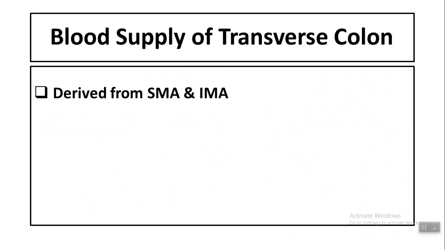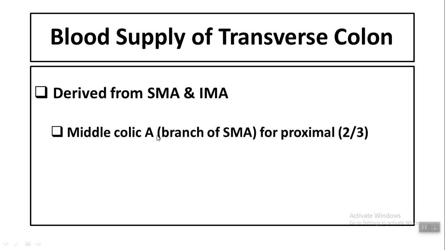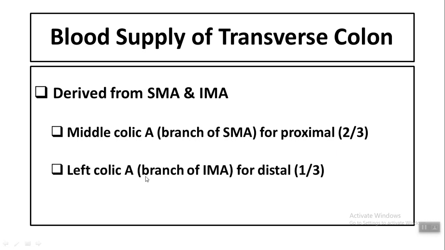What is the blood supply of the transverse colon? The proximal 2/3 and the distal 1/3. The proximal 2/3 is part of the midgut, while the distal 1/3 is part of the hindgut. So the blood supply of the transverse colon is derived from the superior mesenteric artery and the inferior mesenteric artery. It will be the middle colic artery, which is a branch of the superior mesenteric artery, for the proximal 2/3, while the left colic artery, which is a branch of the inferior mesenteric artery, supplies the distal 1/3.